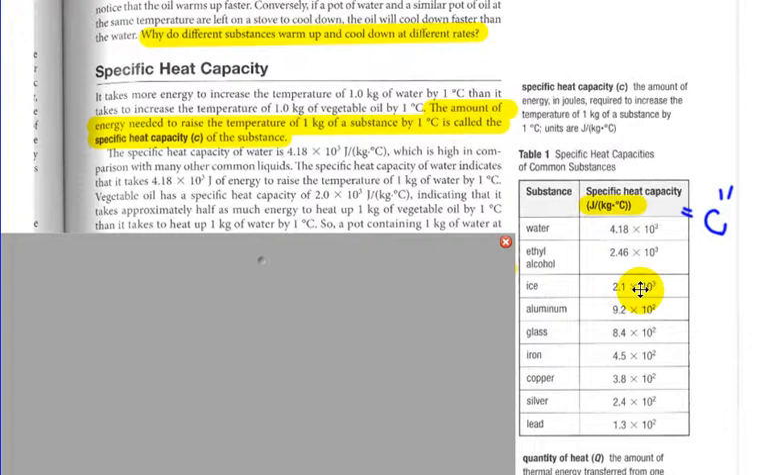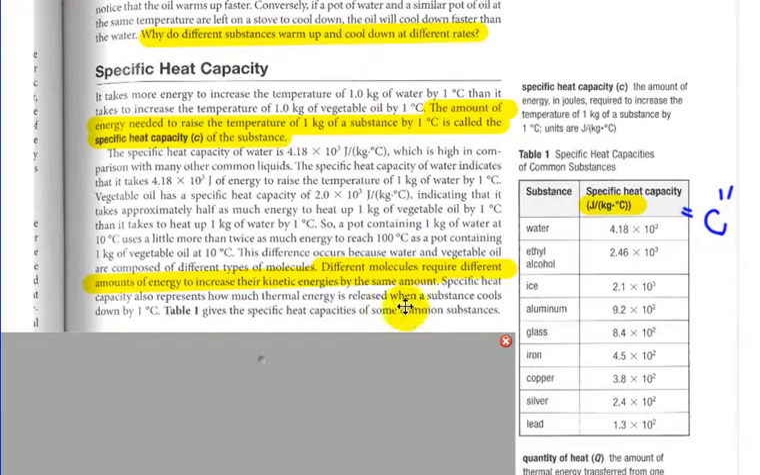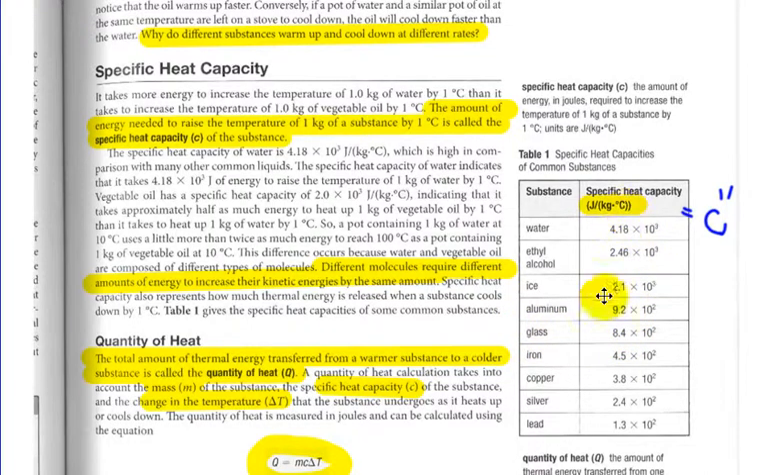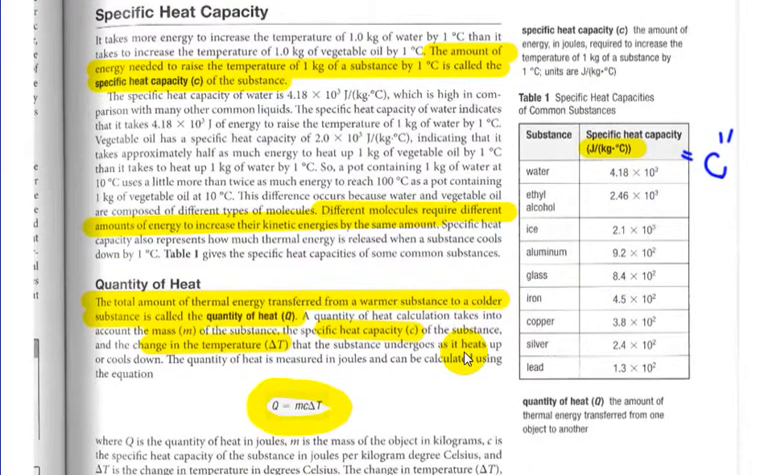Some are easy to get an increase in kinetic energy, whereas others are difficult. So different molecules require different amounts of energy to increase their kinetic energies by the same amount, in this case by 1 degree C. Of course we can do some measurements with this number, because we likely won't be dealing with 1 kilogram and a 1 degree C change all the time. We have to have a way of looking at how much thermal energy is involved when we have more than a kilogram and the temperature change is more than 1 degree C. So that's where this equation comes into play.